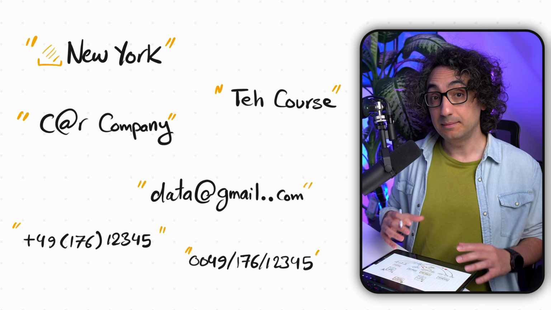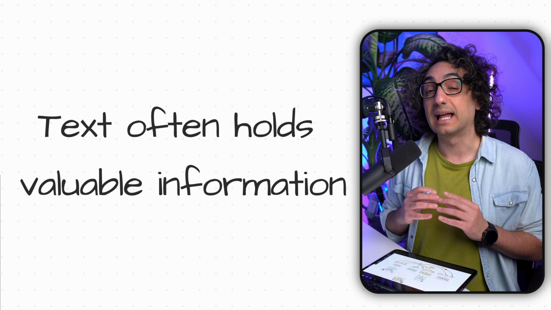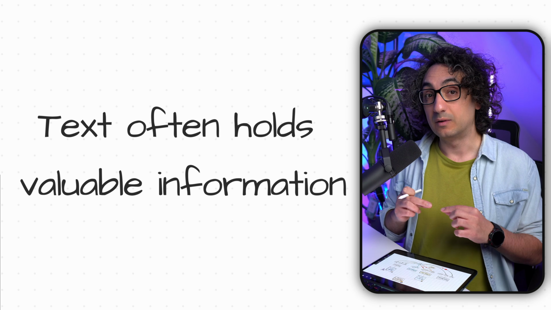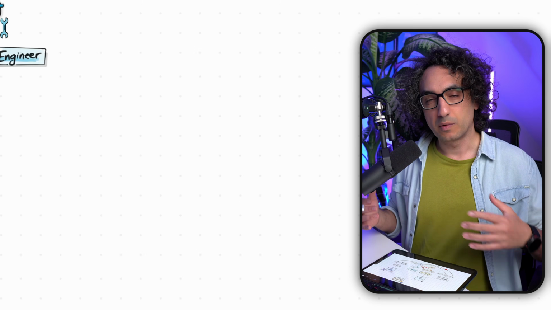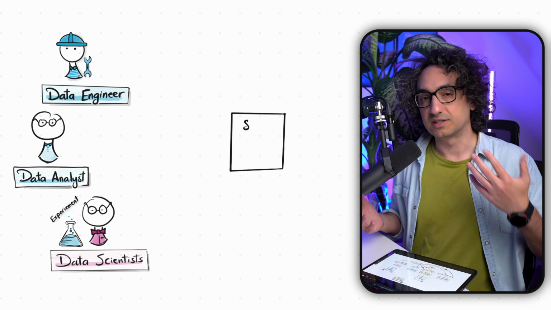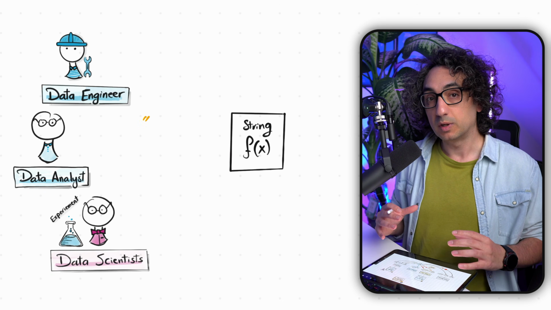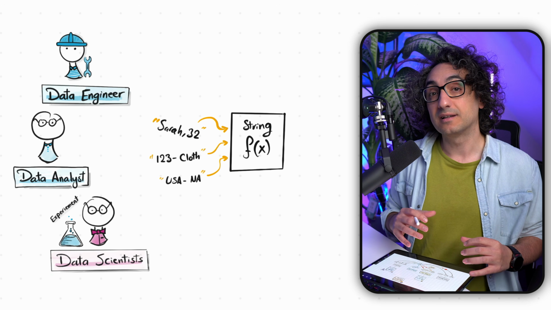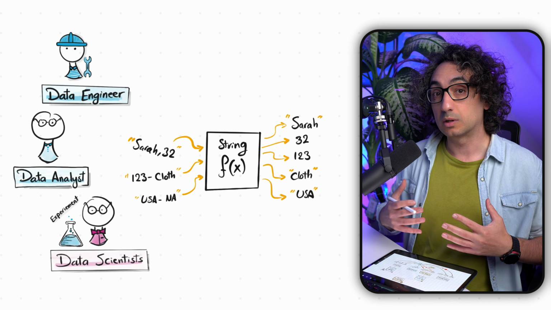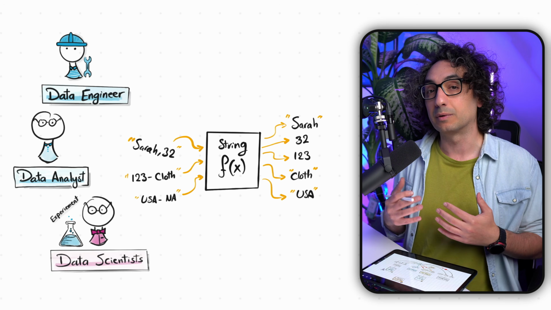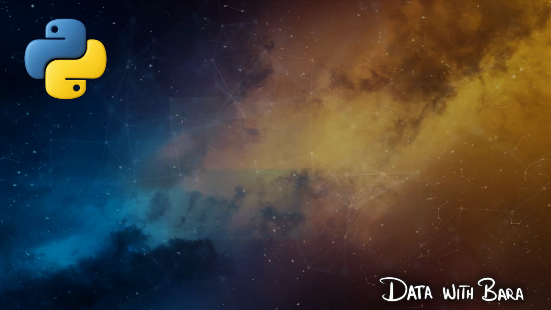But at the same time, text information could contain a lot of information. Like we could have in one string value a name, age, and country. And it doesn't matter whether you are a data engineer, analyst, or data scientist, you always have to manipulate and prepare the data before doing anything. So you need to learn all the tools in order to work with the string values, and this is exactly what we're gonna do now. So let's go.